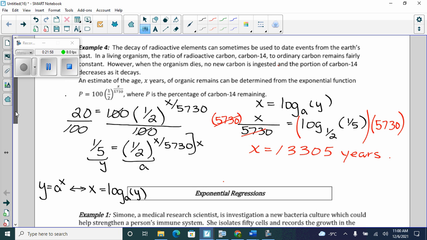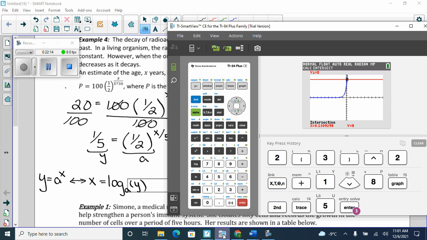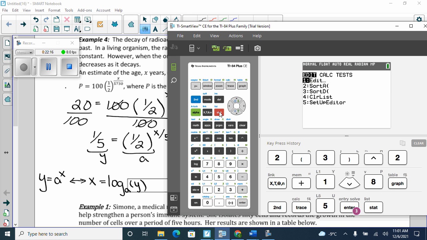Okay, we did regressions, correct? We did linear, quadratic, and cubic. It's on the test as well. This will remind us how to do that. Now we're going to do exponential. Can everyone go stat calc? Stat calc.